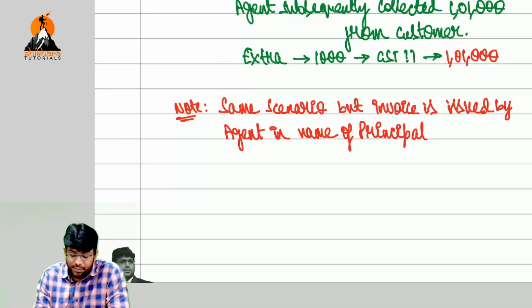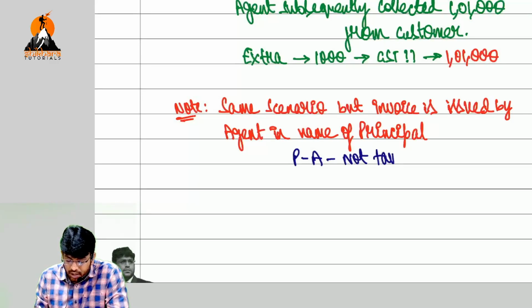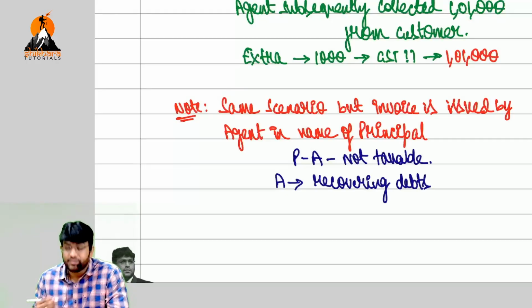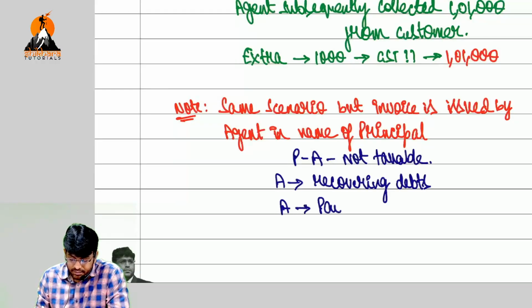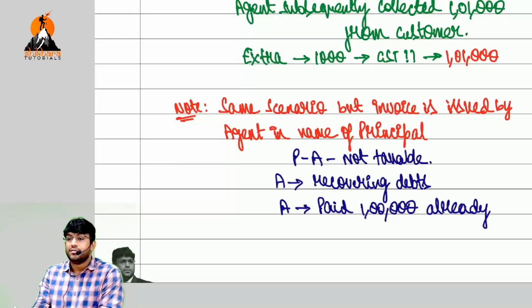In the name of principal. So what will happen here is, principal to agent, what will happen? It is not taxable. But still, agent is recovering the debts. Correct or not? Speak out, friends. And agent paid 1 lakh already. Agent paid 1 lakh already. Speak out, friends. Agent already paid 1 lakh.